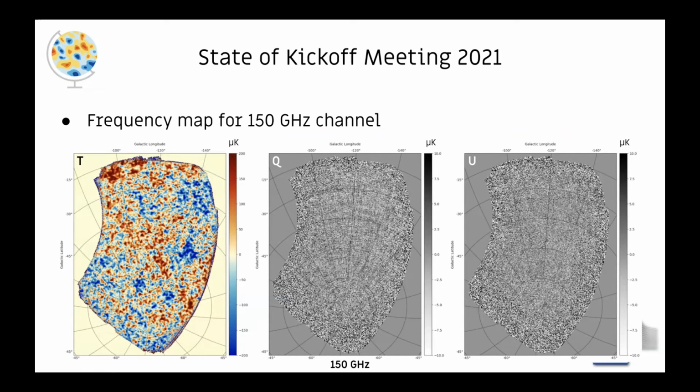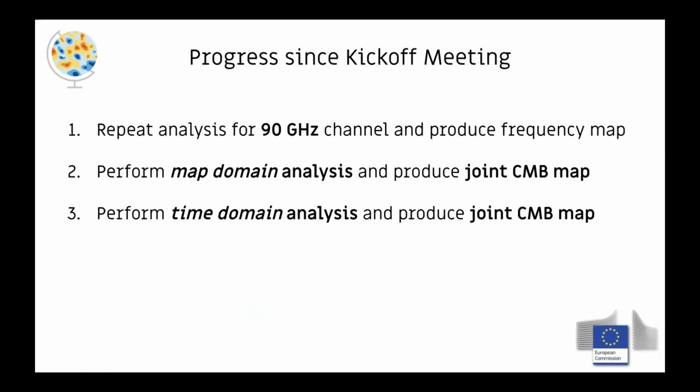So what has happened ever since? We repeated the analysis on the second channel, namely the 90 gigahertz channel. Then we performed a map domain analysis and produced the first joint CMB map, which includes the data of Spider, but also of WMAP and Planck LFI. Then we did our first time domain analysis, in which we compute the frequency map for Spider from scratch instead of pre-computing it like in the first case.